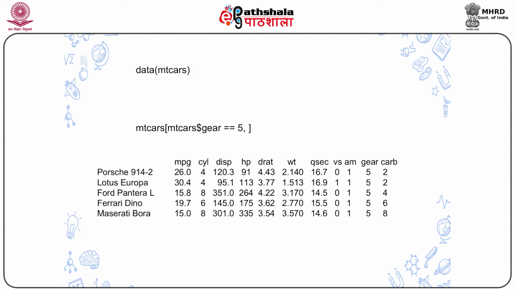Here, we want to extract only those data points corresponding to cars whose gear is 5. So, we are using this code and here is the desired result. What we are writing is mtcars, then within third brackets mtcars$gear == 5, comma, which will extract only those elements which have gear 5.